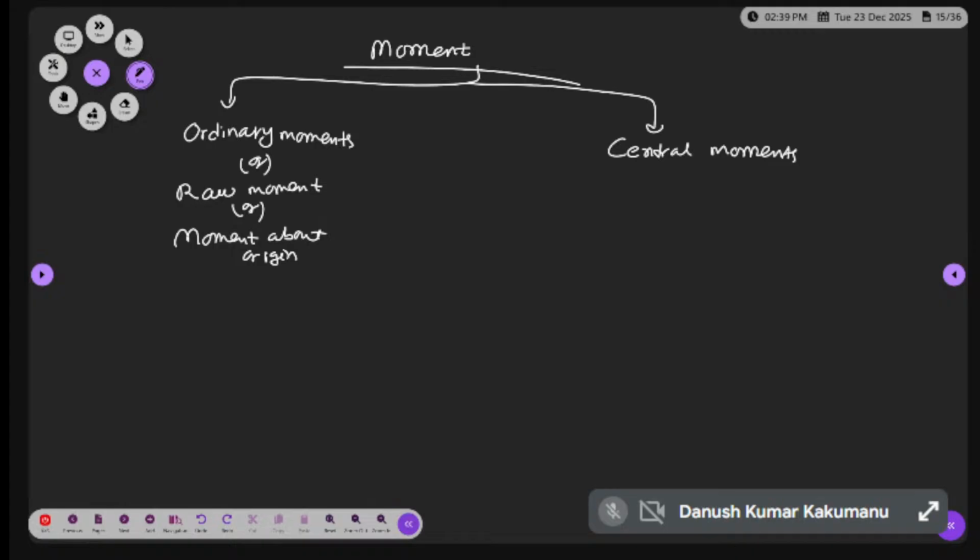Different names are there. These different words they will use in your exam also. What are the different types of moments? Ordinary, raw moment, moment about origin. Central moment, moment about mean. Whatever we discussed till now, moment is nothing but another word for the expectation. Remember, expectation. Very good.